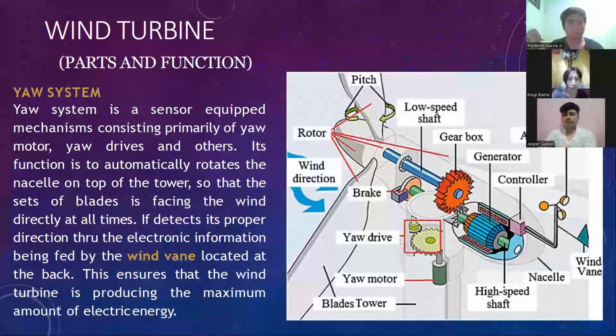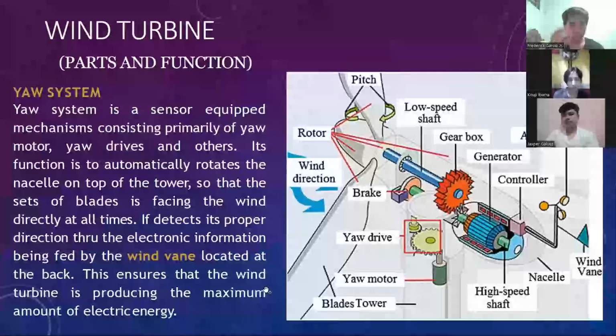Its function is to automatically rotate the nacelle on the top of the tower so that the set of blades is facing the wind directly at all times. It detects its proper direction through the electronic information being fed by the wind vane located at the back. This ensures that the wind turbine is producing the maximum amount of electric energy.